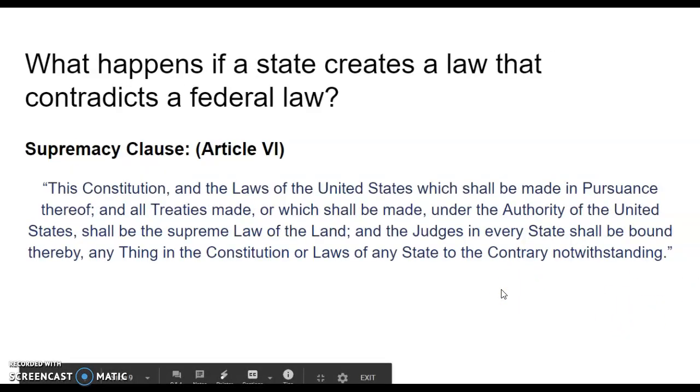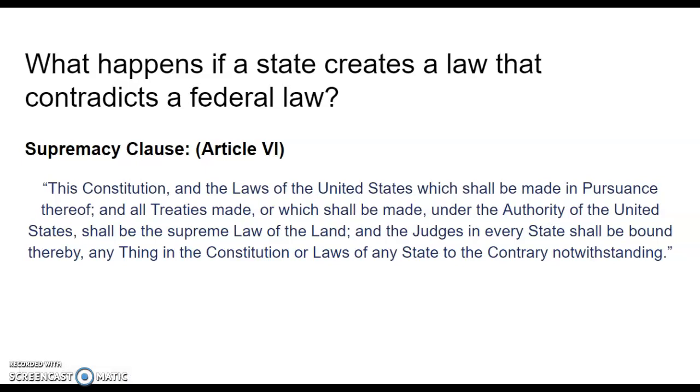What happens if a state creates a law that contradicts a federal law? Well, the framers thought about that too. In Article 6, they state the Supremacy Clause. This says, "This Constitution and the laws of the United States, which shall be made in pursuance thereof, and all treaties made, or which shall be made under the authority of the United States, shall be the supreme law of the land, and the judges in every state shall be bound thereby, anything in the Constitution or laws of any state to the contrary notwithstanding."